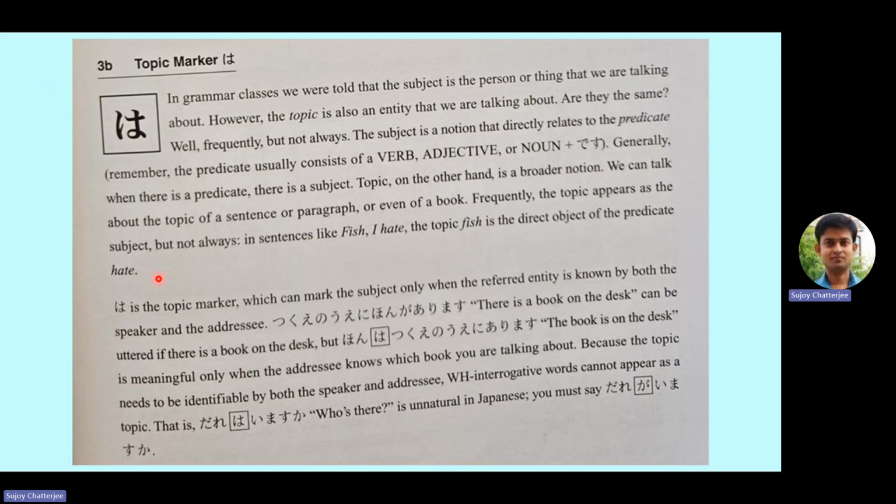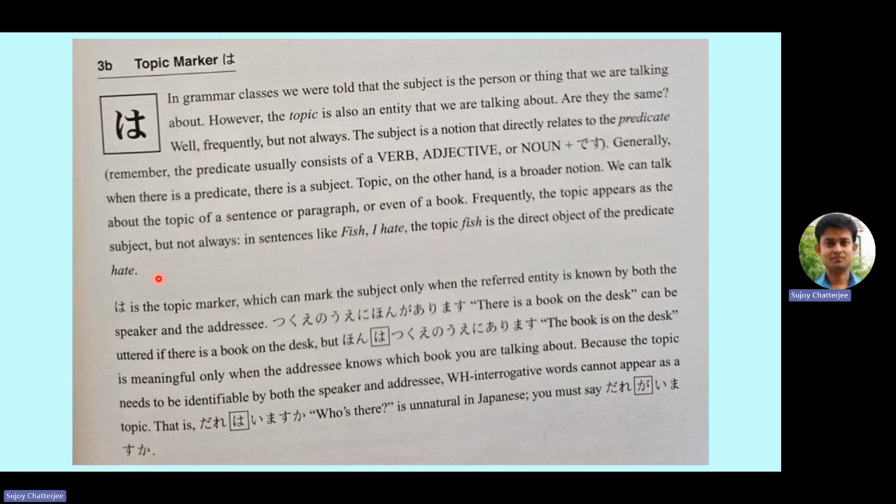The rain is falling. In the predicate we have the verb furimasu, so the subject will be the word which is described by that verb. What is falling? Rain is falling. So rain, ame, is the subject in this example. Ashita wa ame ga furimasu. Ame is the subject, ga furimasu is the predicate, and ashita, tomorrow, is the topic of this sentence. We are discussing tomorrow, and what is going to happen tomorrow? Rain is going to fall. So ashita is the topic, ame is the subject, and ga furimasu is the predicate.